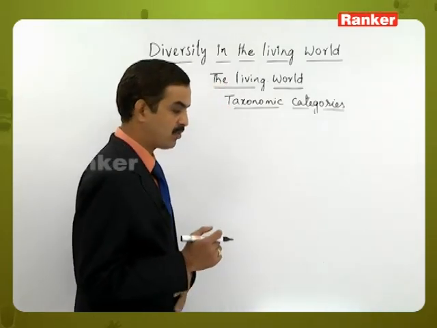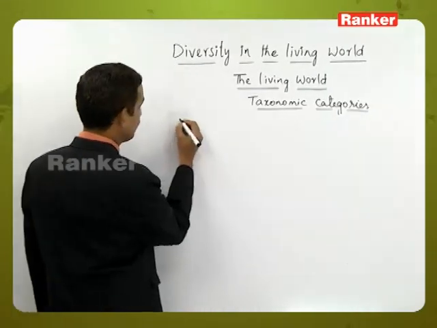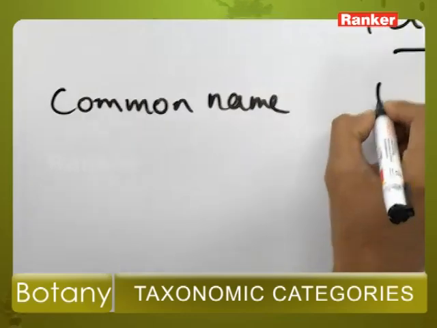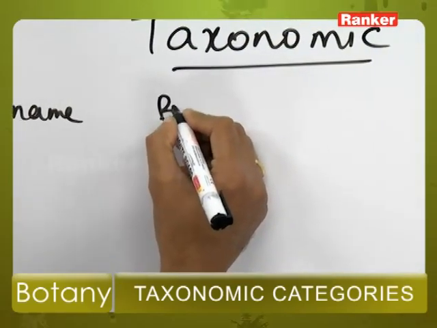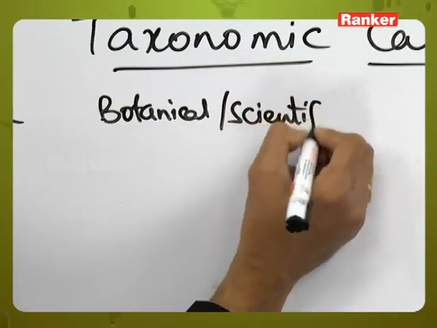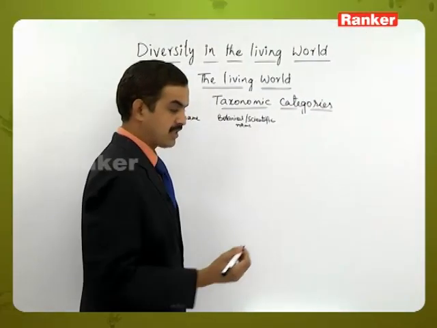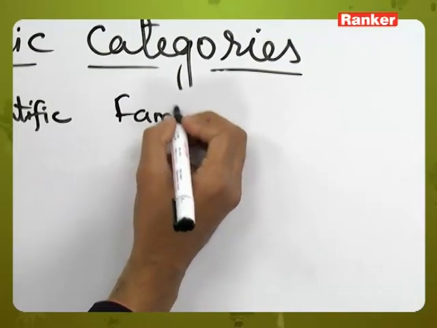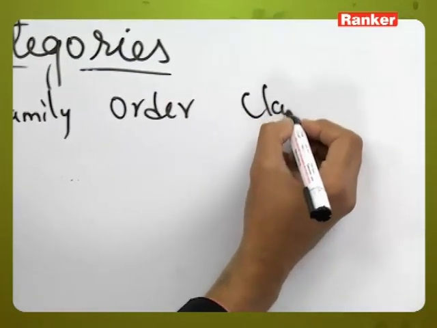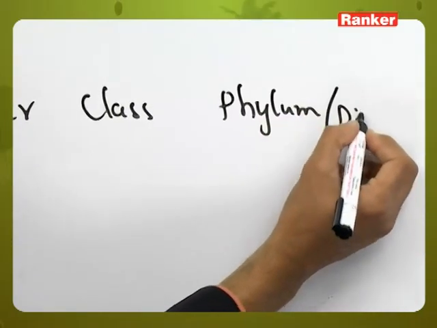So now let us take some examples of plants and animals showing the taxonomic categories. Let us take the common name first, then the botanical name, or if it is an animal, the zoological name, that is the scientific name. Related to this, to which family does it belong, and the order to which it belongs, then the class, and the phylum or the division.